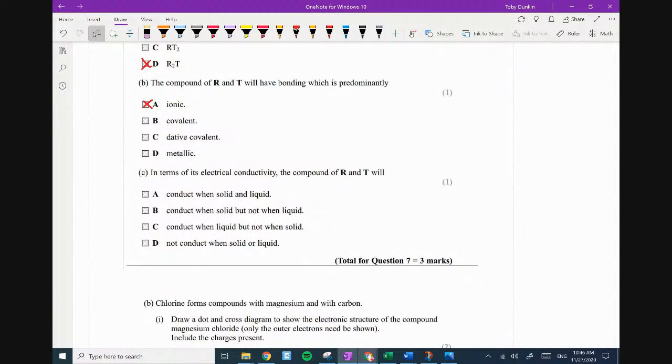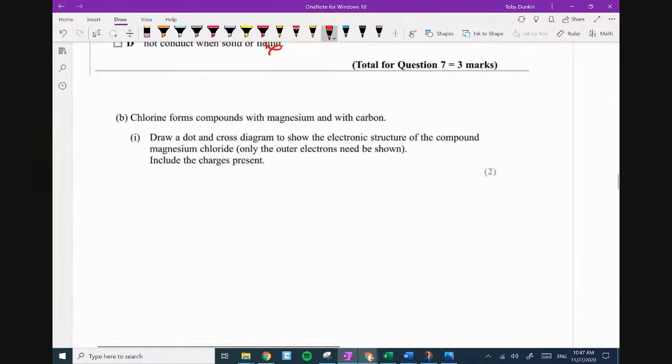In terms of electrical conductivity, the compound RT will conduct when solid? No. Conduct when liquid? Yes. But not when solid? Yes. So the answer is C. Clever game. Like it. Properties.